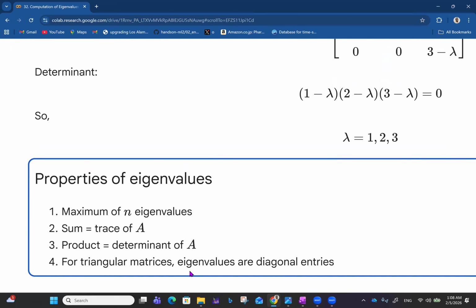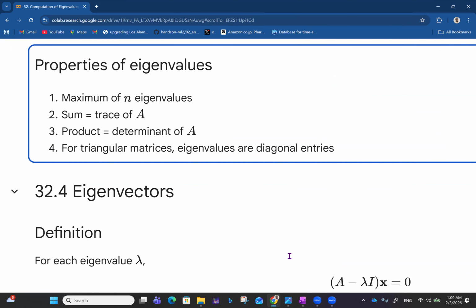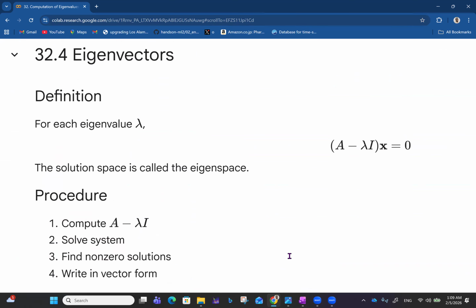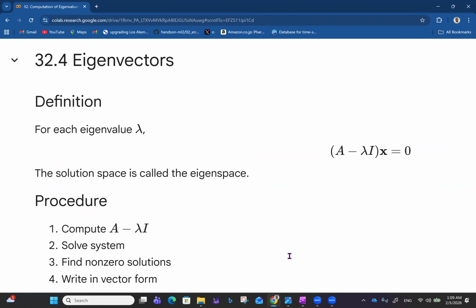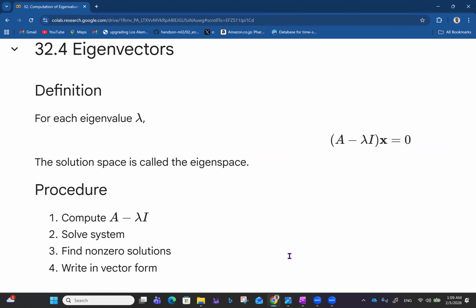Then for triangular matrices, eigenvalues are diagonal entries. So if you can make your matrix into echelon form, you can just read off the numbers you have at the end of the day, and those will be your eigenvalues. So they'll be the diagonal entries. This can give you some very sweet ways of getting your results without having to sweat it too much.